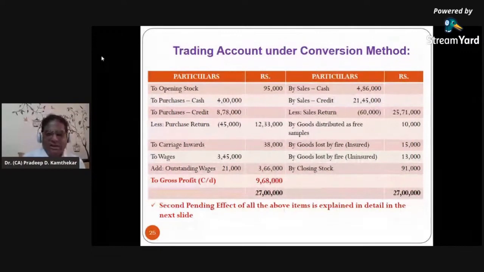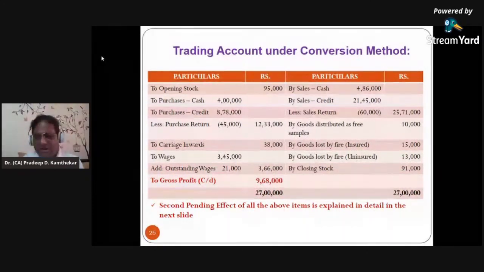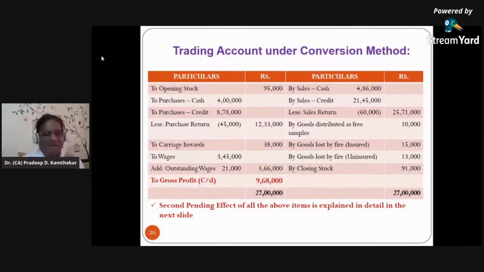Credit sales, these are the goods sold to our customers, and customers are going to pay us after certain periods, say after a week or a fortnight, 30, 60 days. So credit is here. So debit has to go to the customer's account, and the customer's account is the debtor's account. So for this 21,45,000, we will debit the customer's account, that is the debtor's account.